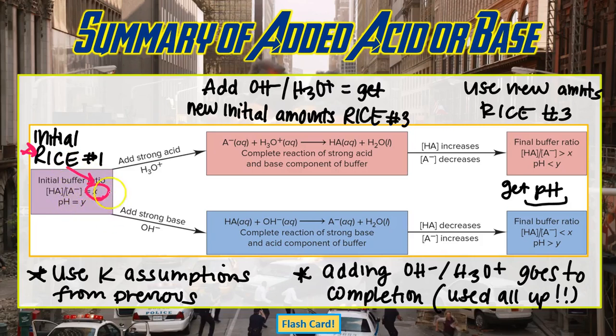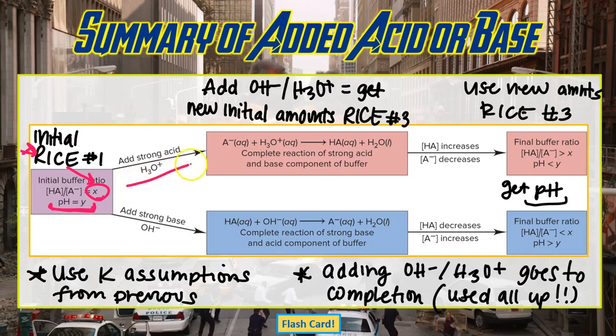And of course, we can go further. Once we get that X value and we get our H3O plus amount, for example, we can go ahead and get our pH. So the initial amount is going to be similar to what you're used to already when it comes to equilibrium type problems. All right, folks? Now let's talk about if we were to add an acid or a base.